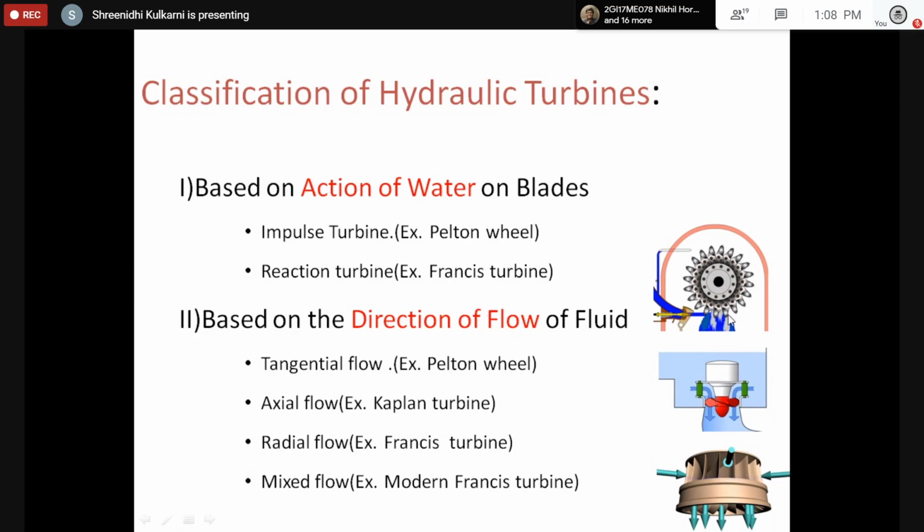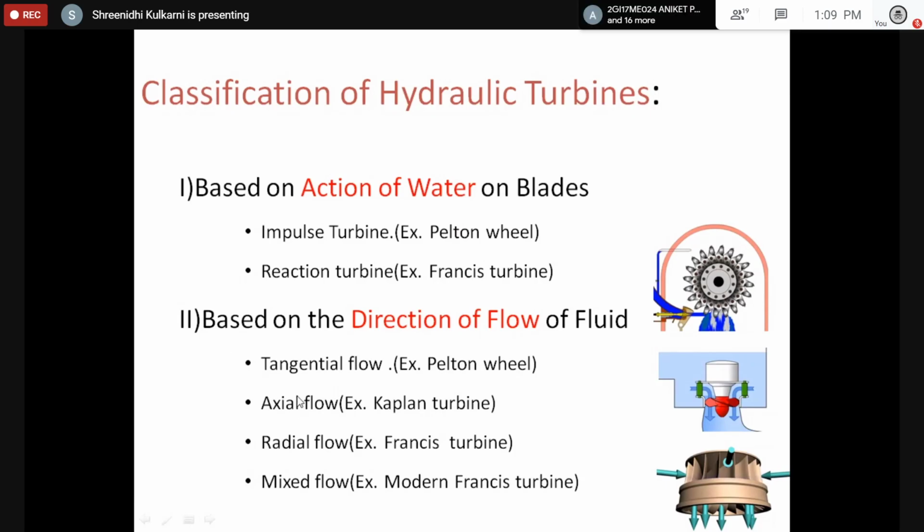Such type of flow we call a tangential flow. Example, Pelton wheel. The Pelton wheel is always a tangential flow type turbine, because for this rotor, the jet of water strikes in this manner, that is, tangentially to the turbine blades.